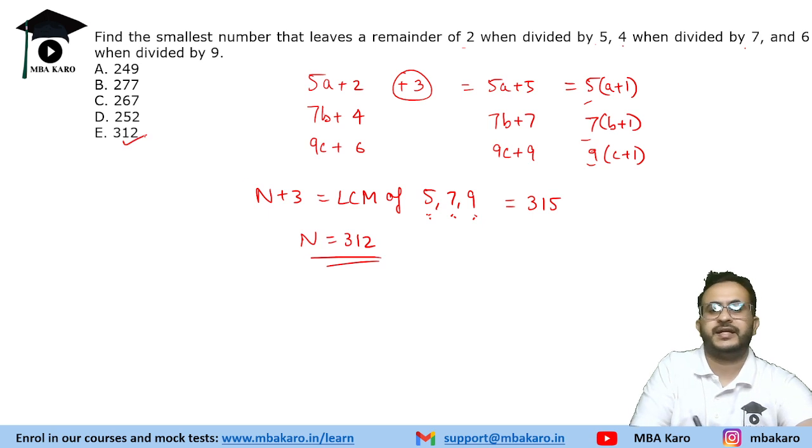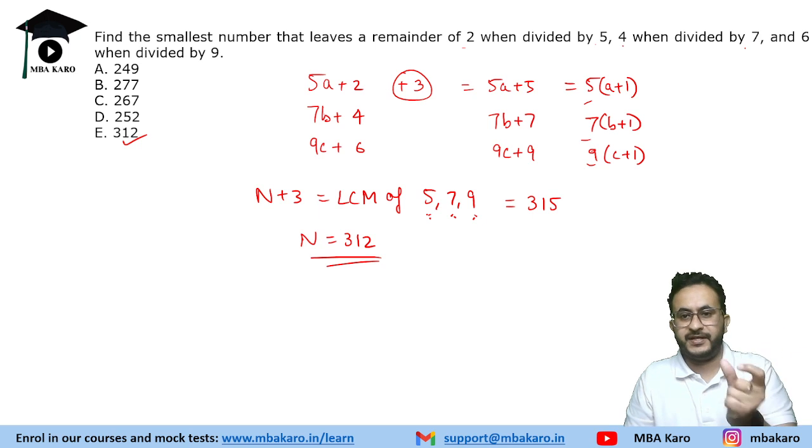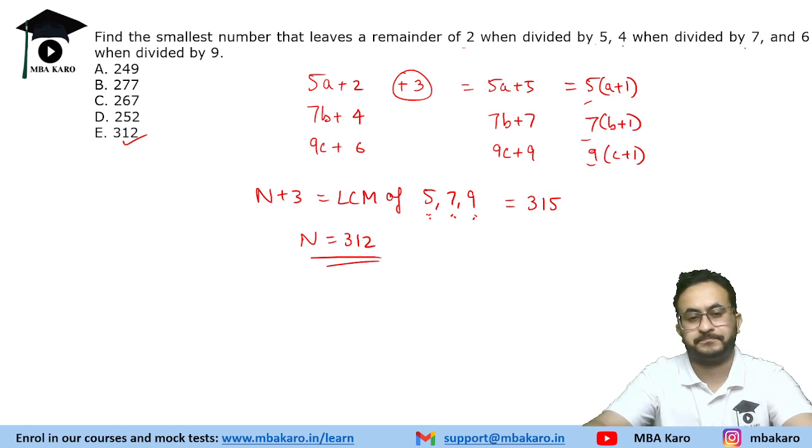So this is the standard format of solving such questions. If you see, 5 minus 2 is 3, 7 minus 4 is 3, 9 minus 6 is 3, constant, right? LCM minus 3.